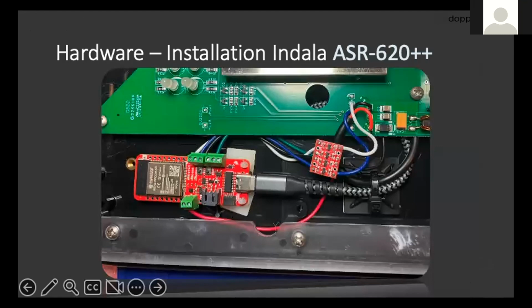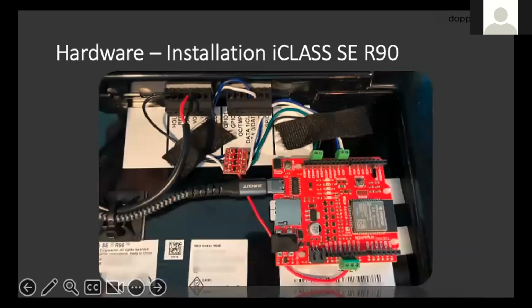I like to use the screw terminals, so that way if the device does go down, just undo the screws, pull it out, put a new one in, and you're ready to go again. Here's the install on a SE reader. Again, super simple, nothing to it.